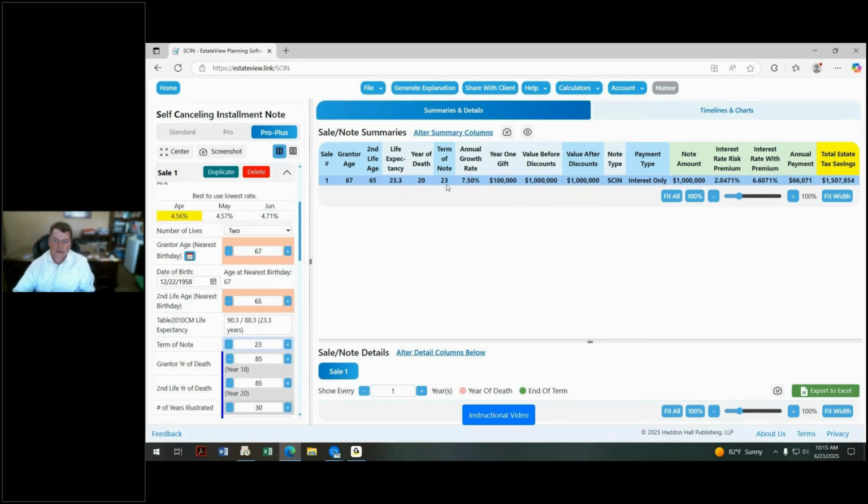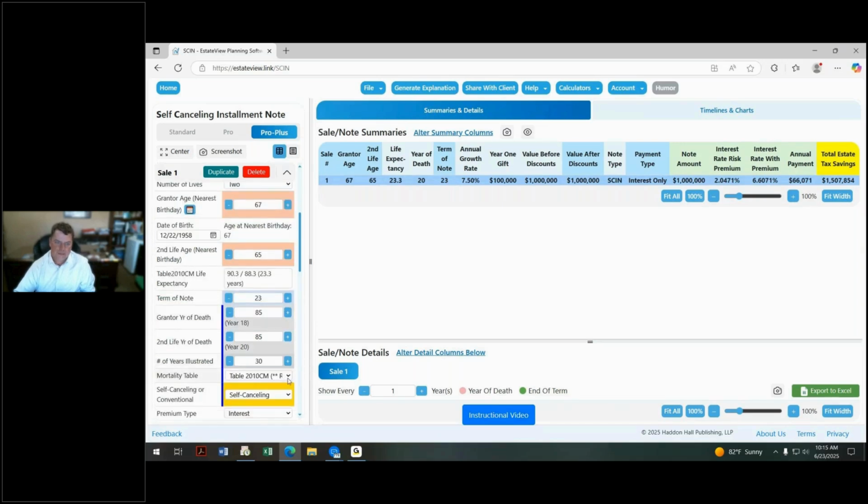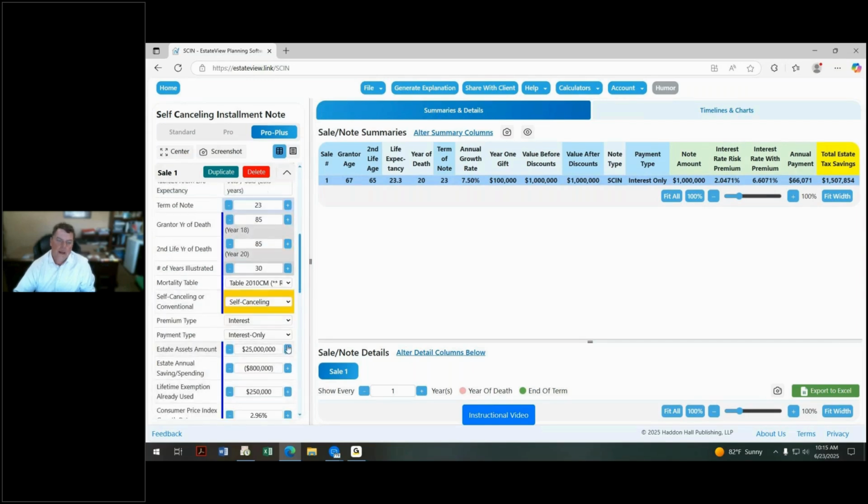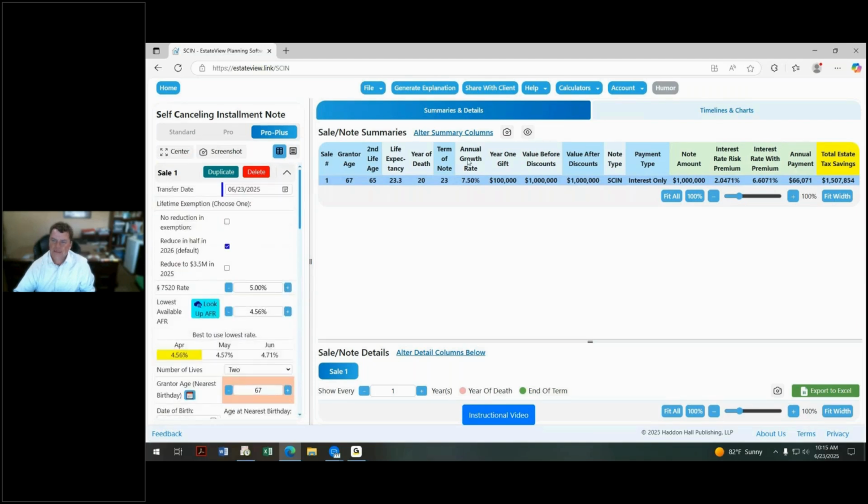So the term of the note would be 23 years. And then we can obviously illustrate different years of death and other items there. We're going to keep it as self-canceling, interest only. And the difference here is that because we're using 2 lives, the interest rate is a little bit less with the premium. So here, interest rate premium 2.0471, total interest rate 6.6071.